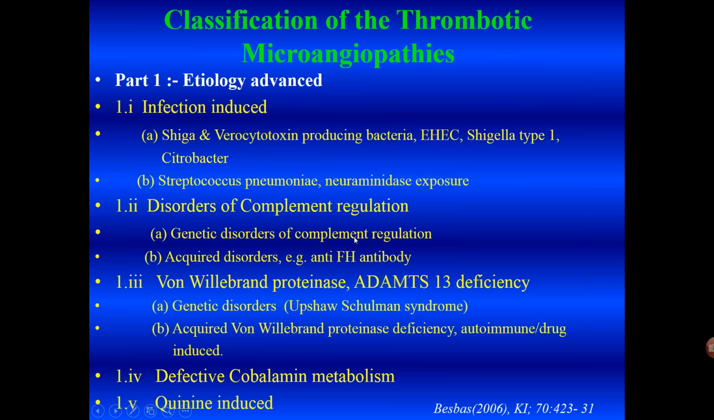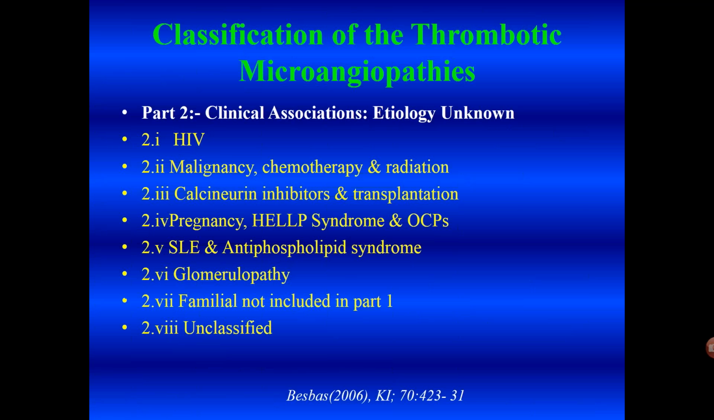Now, the first attempt at really understanding and classifying the thrombotic microangiopathies came from the European Pediatric Nephrology Study Group in 2006 from this article, where they divided them into two groups, those where the etiology was fairly well known, and they included in that the disorders of complement regulation. So we knew that complement dysregulation was responsible for some of these disorders. There was also a deficiency of the von Willebrand cleaving proteinase, that was what was called ADAMTS13, and there was of course the Shiga toxin producing E. coli and some metabolic and drug induced disorders.